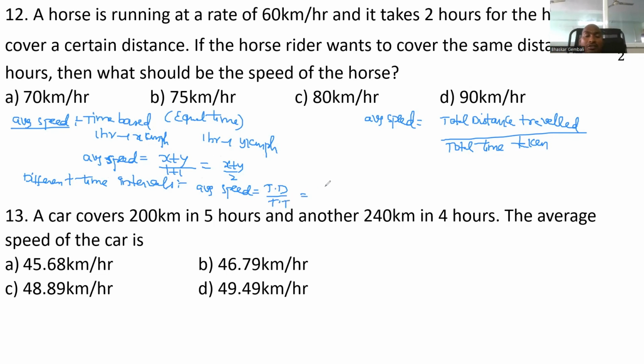Total distance equal speed into time. Example mx plus ny means I am going with x kilometer per hour for m hours, y kilometer per hour for n hours, by number of hours, so m plus n. So the average speed will be what? mx plus ny by m plus n. The total distance covered in first speed and total distance covered by second speed, the whole by number of hours. This is an easy way to find out the average speed when we have different time.